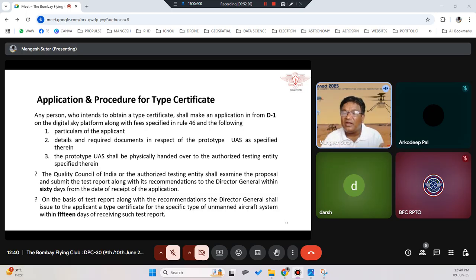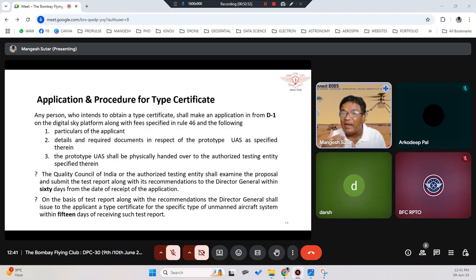They will give that recommendation to the Quality Council of India. The Quality Council will also review the documentation and reporting and then submit the final report to DGCA. DGCA will take 15 days to look into the reporting and the documentation part, and then finally they will certify your drone as a type certified drone. So as per the Drone Rules 2021, it is only 75 days, 60 days plus 15, to get the type certificate.